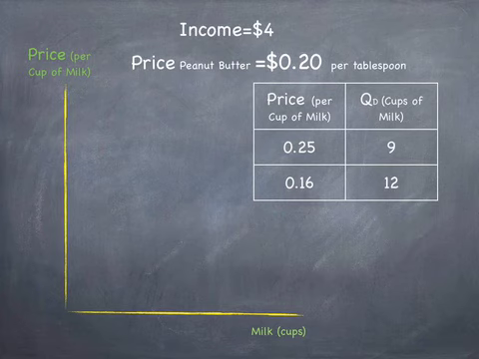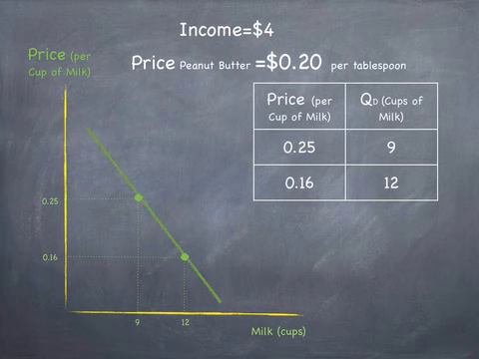Again, when the price of milk was 25 cents a cup, she was able to afford 9 cups of milk, and when the price of milk was 16 cents a cup, she was able to afford 12 cups of milk. If we connect these dots, we get a demand curve. And so we've derived Anne's demand for milk. It shows that as the price of milk goes down, quantity demanded of milk goes up.